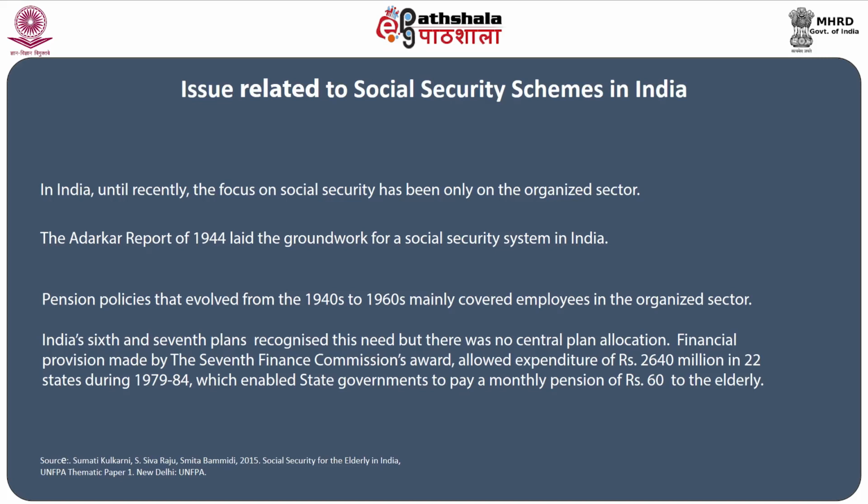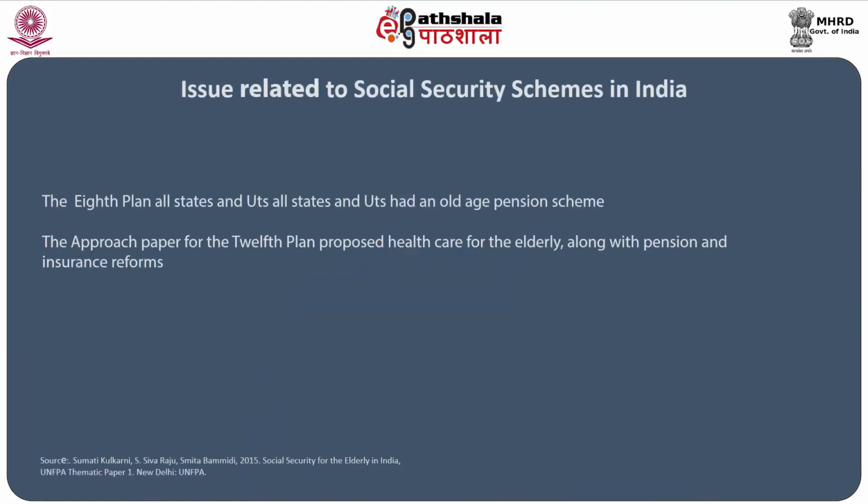The financial provisions made by the 7th Finance Commission's award, which allowed the expenditure of 2,640 millions in 22 states during 79-84, enabled the state governments to pay a monthly pension of Rs 60 to the elderly. Further, this helped to cover only the needy, which is 1.7% of the 60 plus population. By the end of the 8th plan, all the states and union territories had old age pension schemes. In 1998, 4.9 million elderly were covered, as per the Helpage India study conducted on old age pensions.